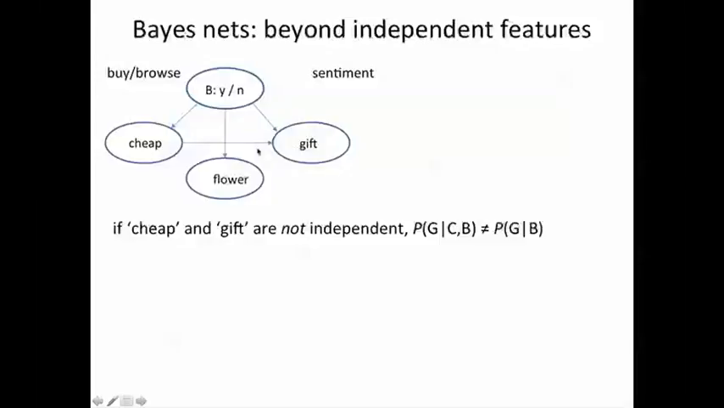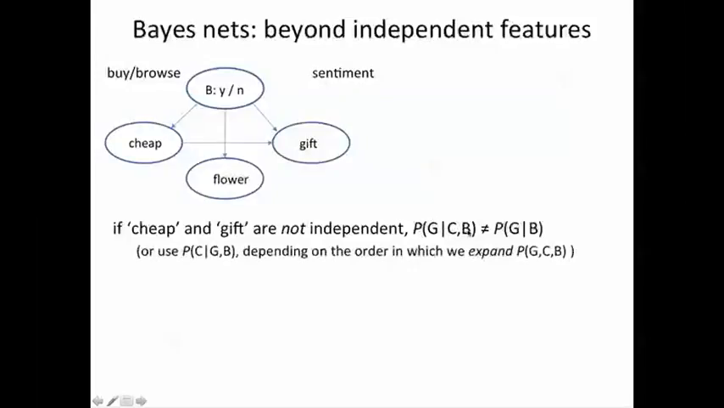In the language of Bayesian networks, what this means is to compute the a posteriori probability of a buy given any of these occurrences, our expansion needs to include the probability of a gift given C and B, or alternatively the probability of cheap given G and B, depending on the order in which we expand the joint probability of G, C, and B. We've seen this in the last segment.